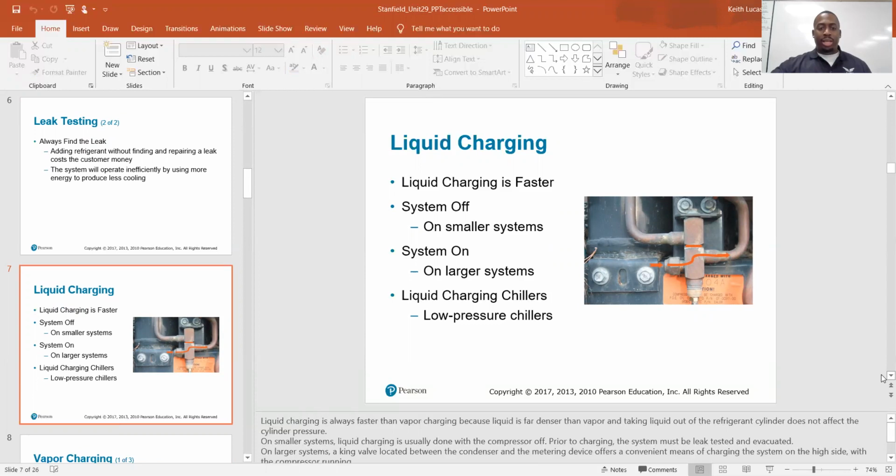Liquid charging. Liquid charging is always faster than vapor charging because liquid is far denser than vapor, and taking liquid out of the refrigerant cylinder does not affect the cylinder pressure. On smaller systems, liquid charging is usually done with the compressor off. Prior to charging, the system must be leak tested and evacuated.